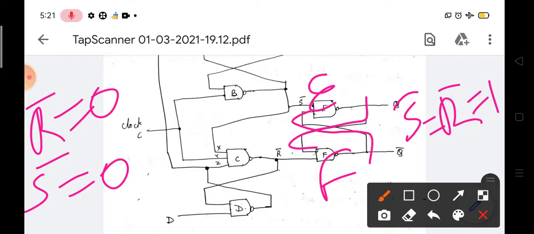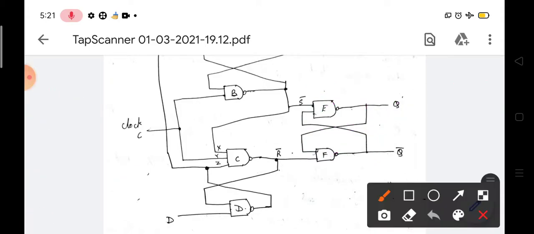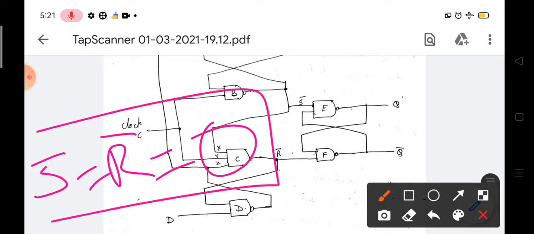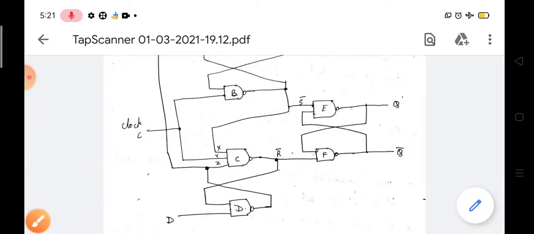However, if we see the condition where S bar is equal to R bar is equal to 0, this is the condition which is not desired. This is an undesired input condition.